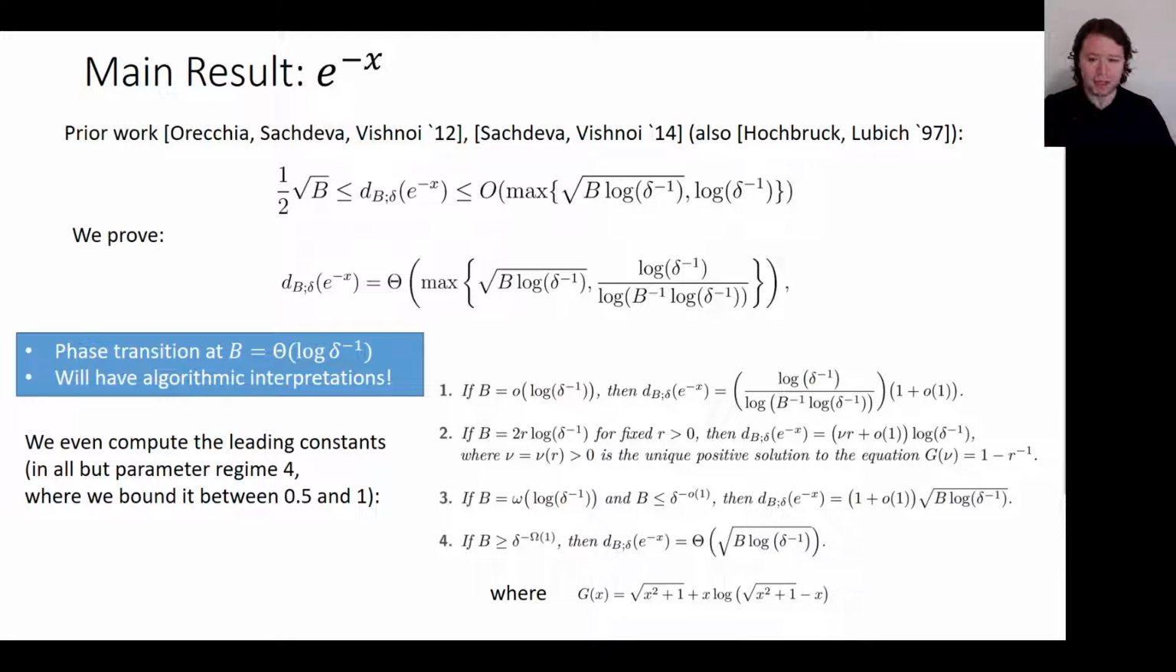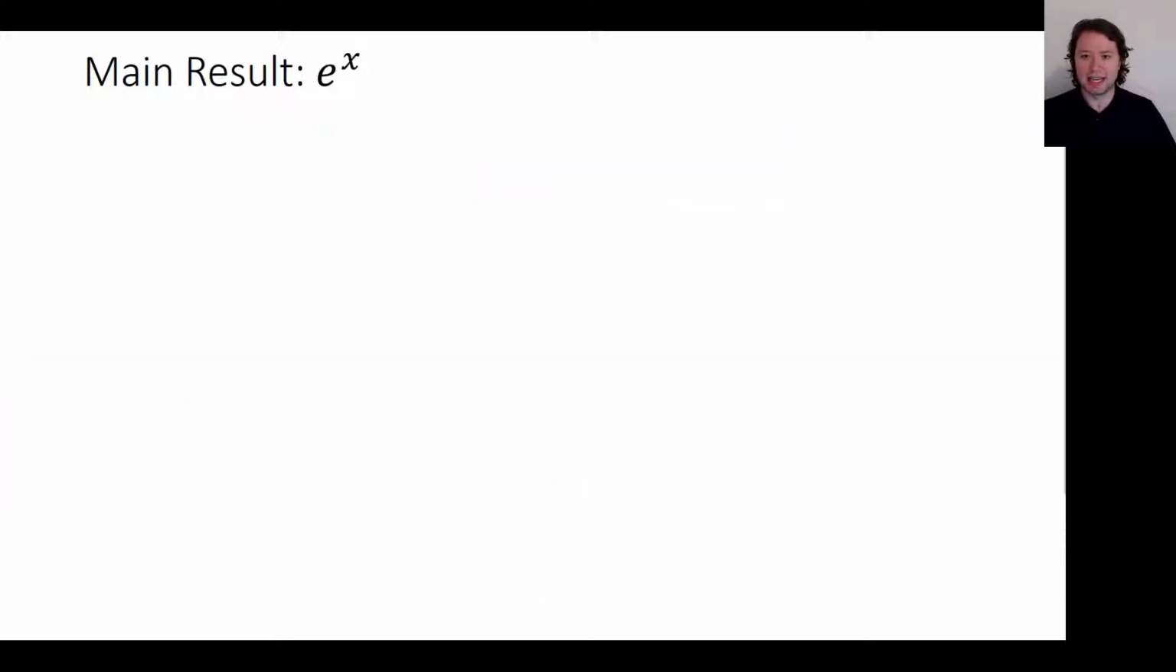And we'll see soon, there are some algorithmic applications where this degree appears in the exponent of the input size in the running time. And so even bounding this constant can be important for figuring out how fast your algorithm is. So that's our result for e to the minus x. And we similarly get results for e to the x.